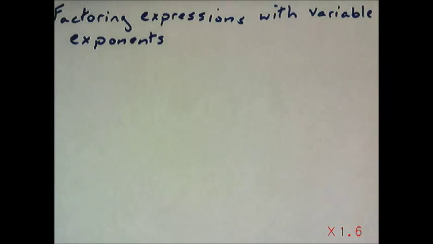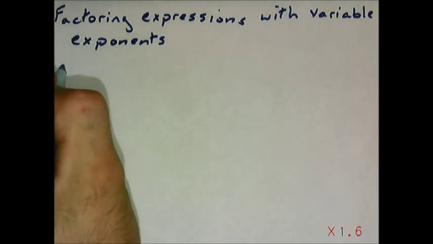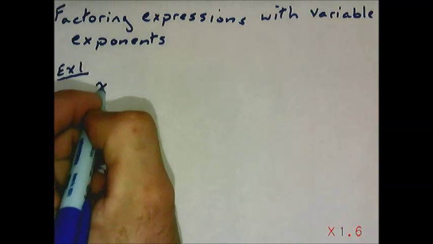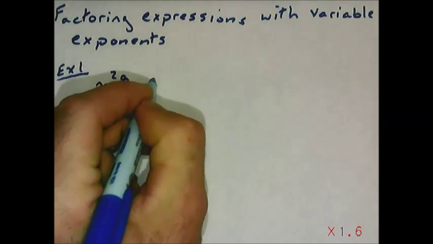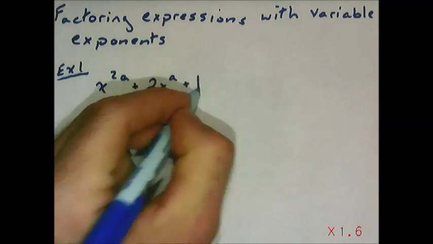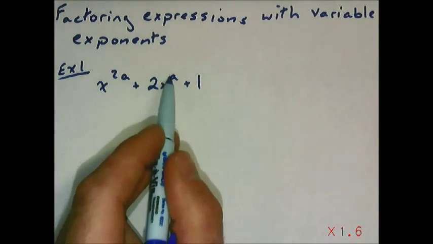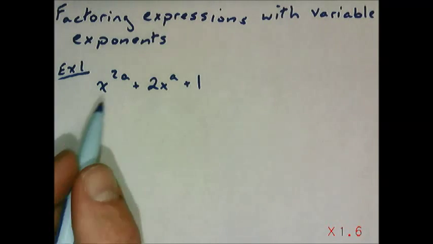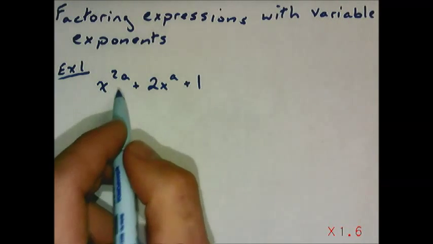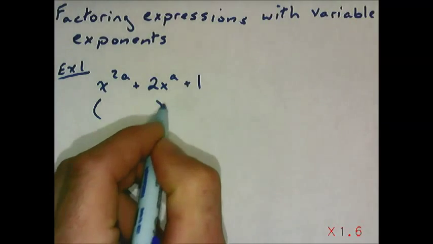Today we're going to look at factoring expressions with variable exponents. An example of an expression that has variable exponents would be x to the 2a plus 2x to the a plus 1. Notice our exponents have the variable a in them. To factor this, we're going to look at it just like we would a quadratic.